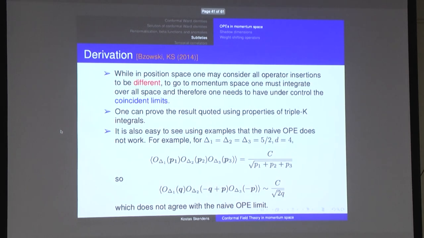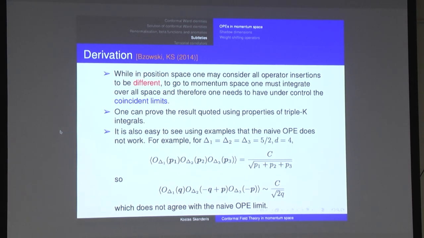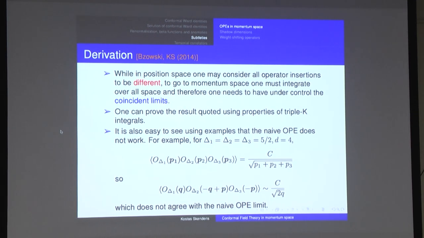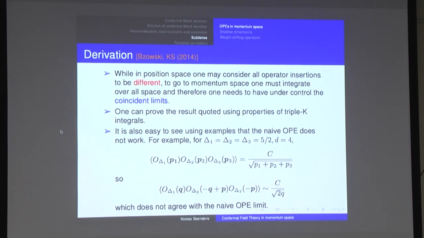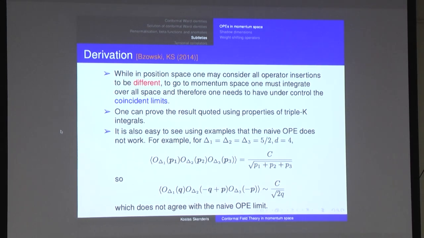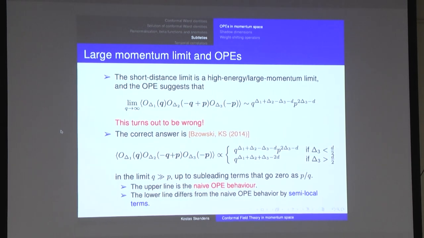So how do we know this is true? Well, first of all, why is this different between momentum and position space? It is different because when you go to momentum space, you need to integrate over all space. But in our discussion of the OPE, we assumed that x is not identically equal to zero. Now you integrate over all space, so you need to integrate over also the coincident points, and that's what makes the difference. And the way we know this formula is correct is because we proved it. We knew the general answer for 3-point functions in terms of triple-K integrals. And then you can just go and compute explicitly the answer, and it is what is given over here.